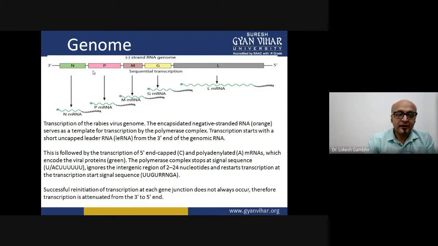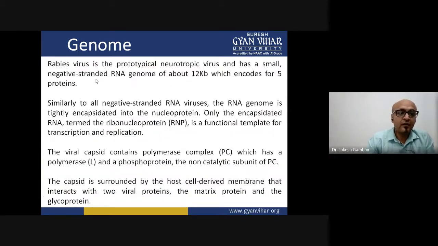Now, another thing that one should understand: at the 3' end, this particular region which does not code for anything is called the leader RNA. This is the place where the RNA polymerase will be coming and binding. What RNA polymerase? The RNA polymerase which is coded by this particular virus. Fine. So this is how it is happening.